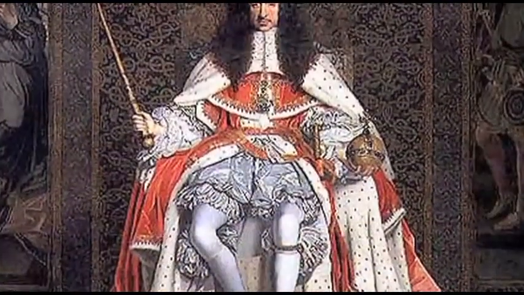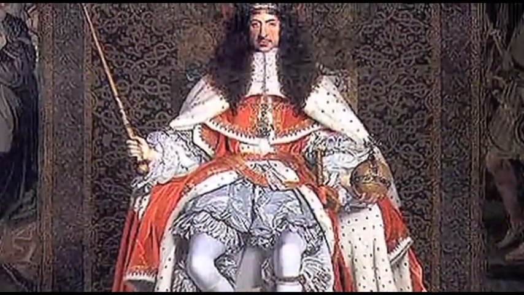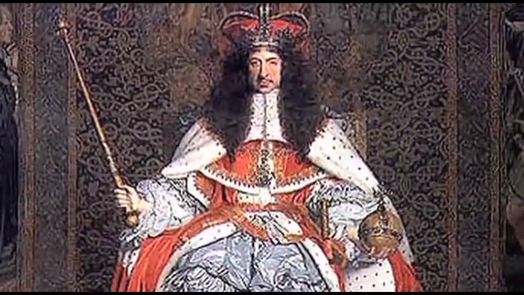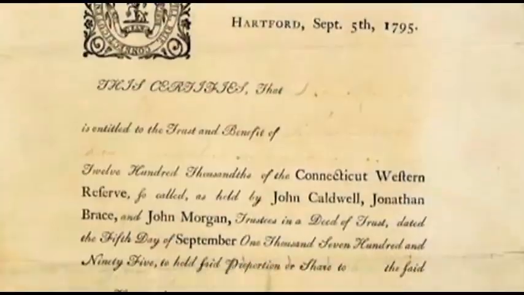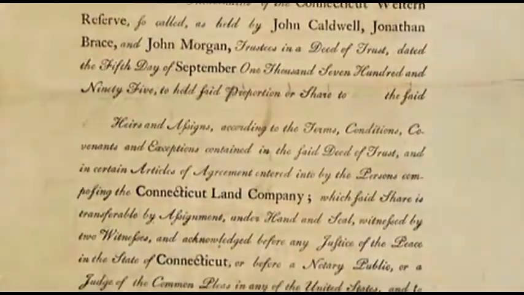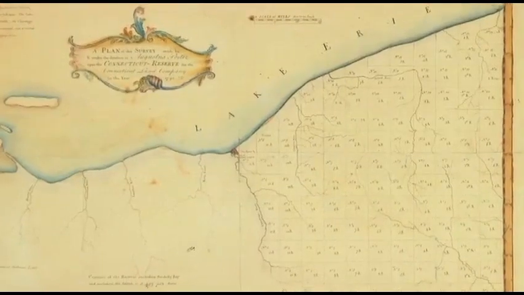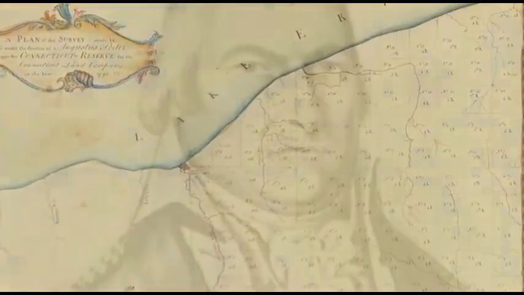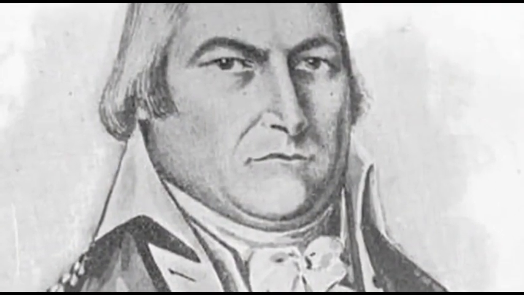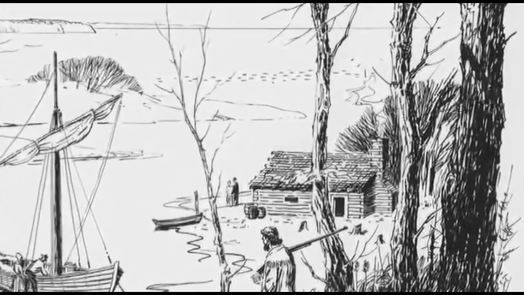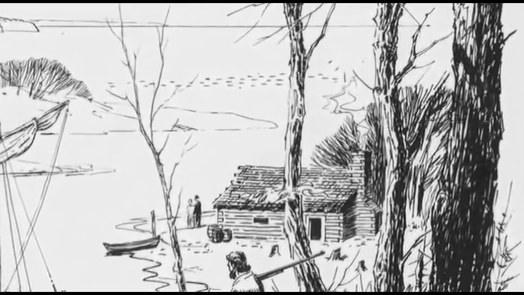In 1662, King Charles of England granted his colonial subjects the land that would become the state of Connecticut, including its Western Reserve, a territory that we now call Northeast Ohio. Soon after the United States Constitution was ratified, the state of Connecticut chartered the Connecticut Land Company to sell off the state's Western Reserve holdings. In 1796, Moses Cleveland led a surveying party to the mouth of the Cuyahoga River and began the process of mapping the capital city of the Reserve, a city that was to bear his name.